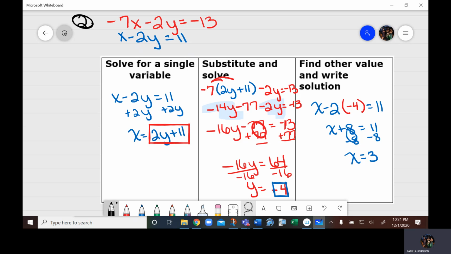So then the common point where these two linear equations cross each other is at 3, negative 4. Okay. No matter which order you solve to get your variables in, your answer is always going to have the x first. It's always going to be x, then y.